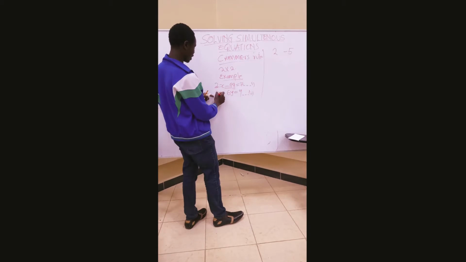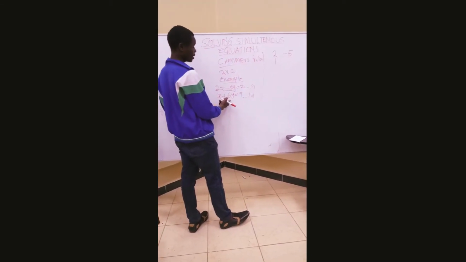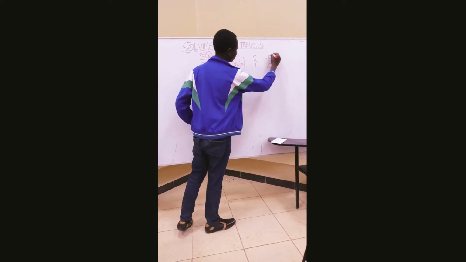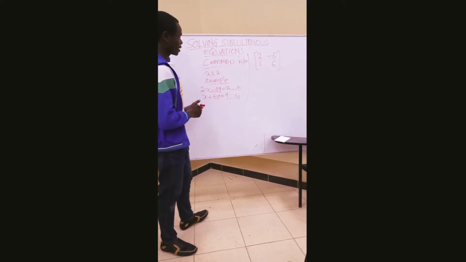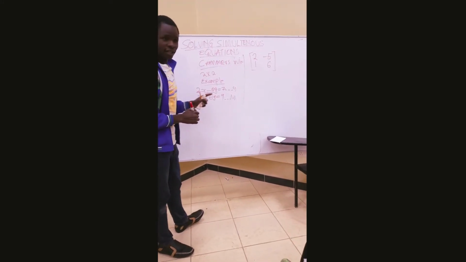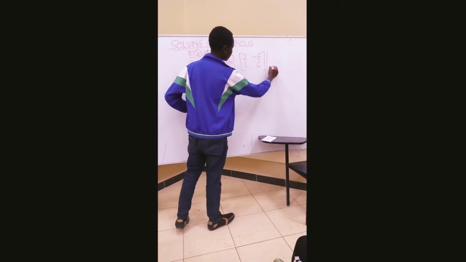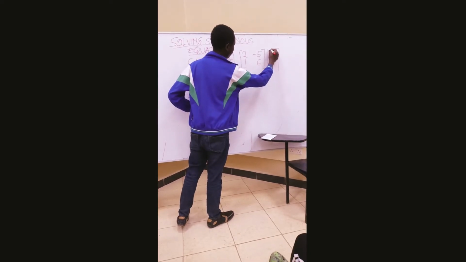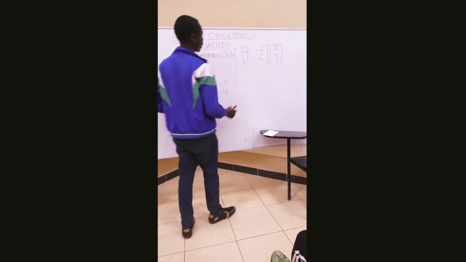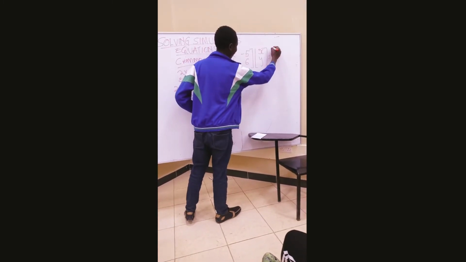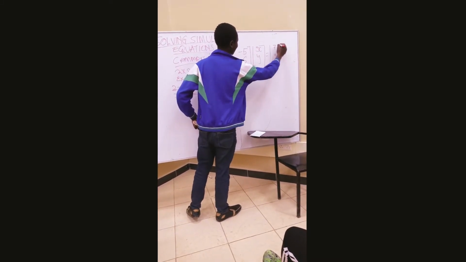This one is x. The coefficient is 1, then the coefficient of y is 6. So we have formed the matrix. This one we have to multiply by x and y, which will give us also this matrix, 7 and 9.